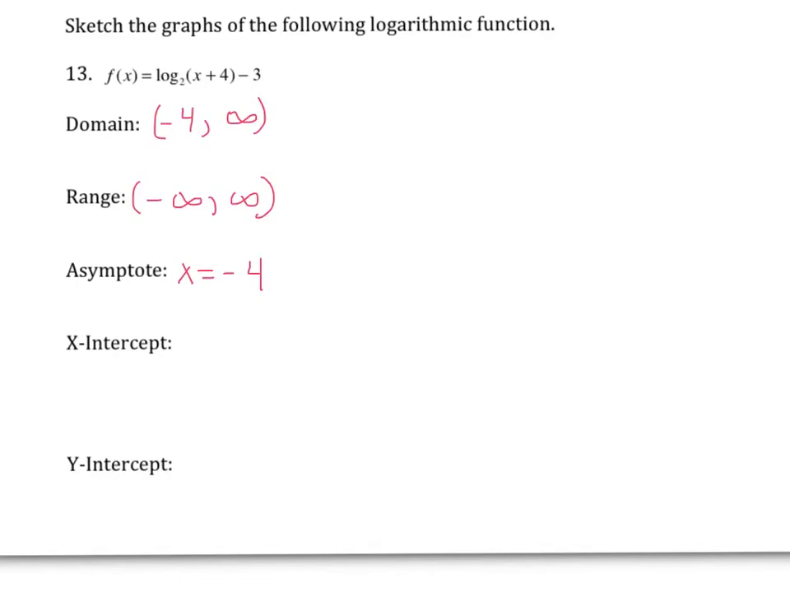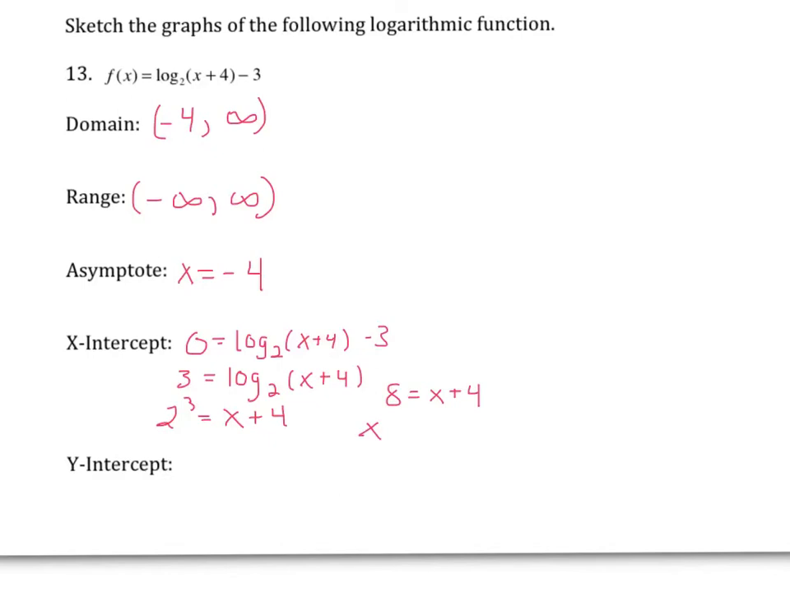To find the x-intercepts, we want to set our function equal to 0 and solve for x. So 3 equals log base 2 of x plus 4. And then we want to write this as an exponential. So I have 2 to the third equals x plus 4, which is 8 equals x plus 4. So I will have an x-intercept at x equals 4.